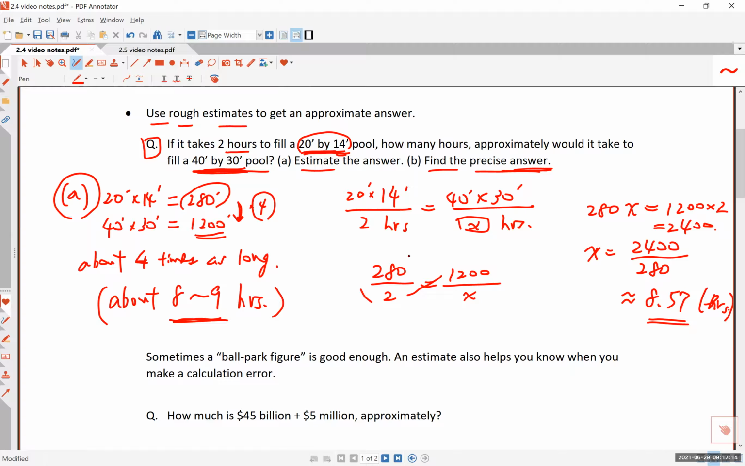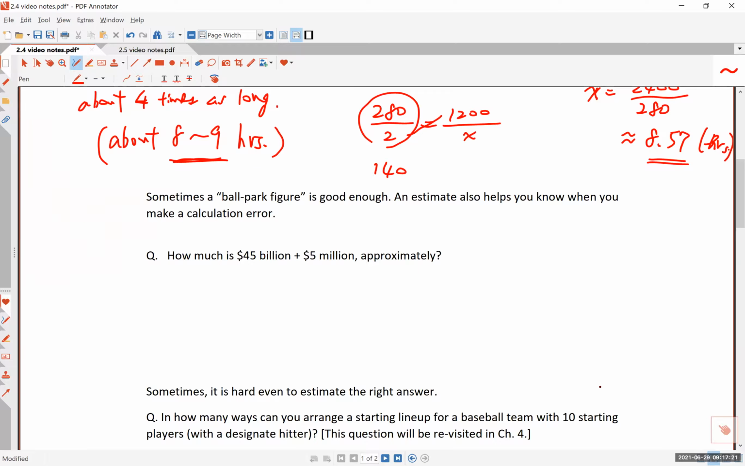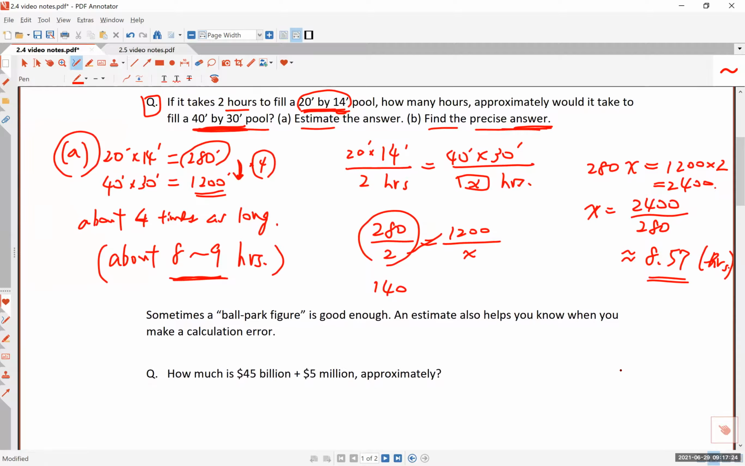By the way, you could also do this, right? This is 140. 280 divided by 2 is 140. Okay, and so what does this number represent? Well, 280 is the number of square feet. Okay, and this is by the 2 hours, right? So it's really what we are saying is 140 is the number of square feet that this water system can fill per hour. Okay, so it's 140 square feet per hour.